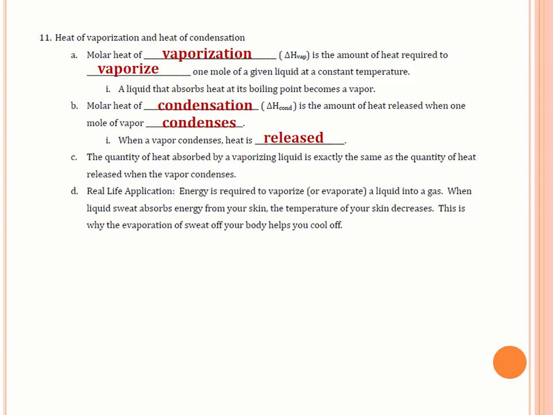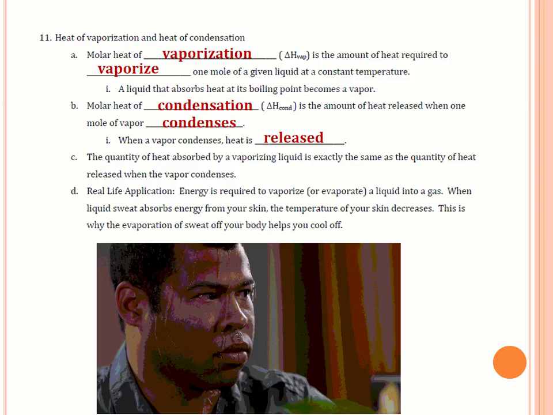The quantity of heat that is absorbed by a vaporizing liquid is the exact same quantity of heat that's released when the vapor condenses. So an application of this: energy is required to vaporize or evaporate a liquid into a gas. When you have liquid sweat on your skin, it's absorbing the energy from your skin, and it allows the temperature of your skin to decrease. And so the evaporation of sweat off of your body actually helps remove heat from your body.